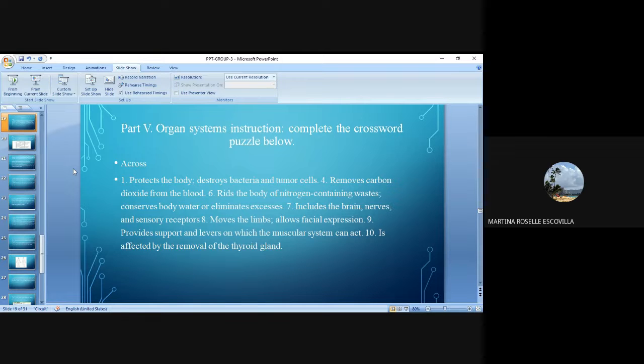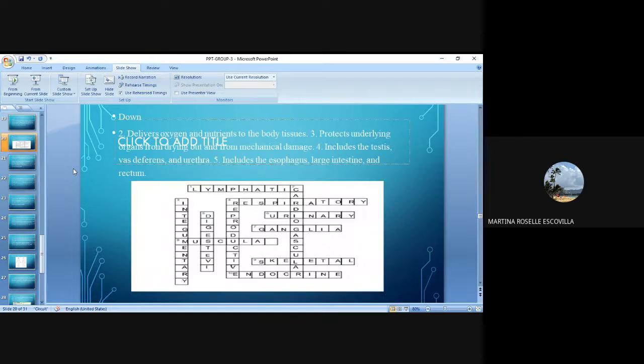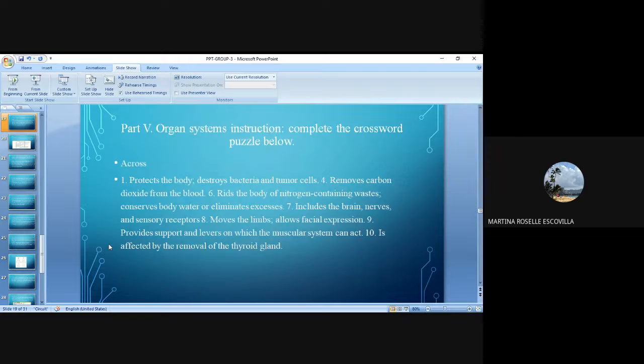Number 7. Includes the brain, nerves, and sensory receptors. So the answer here is ganglia. Ganglia are ovoid structures containing cell bodies of neurons and glial cells supported by connective tissue.